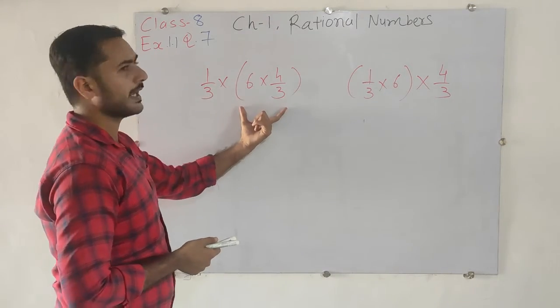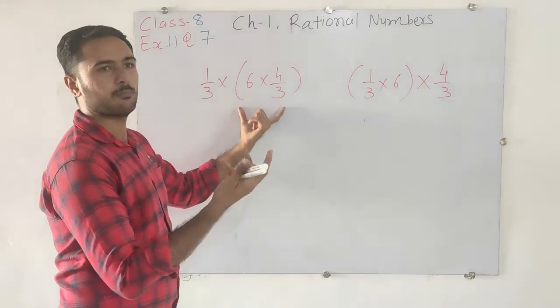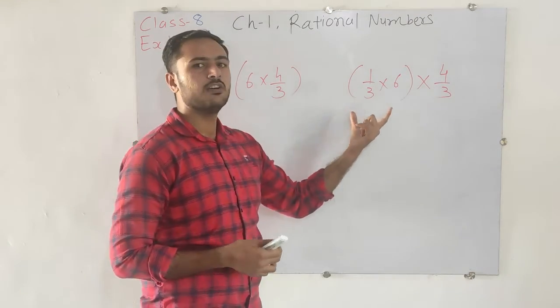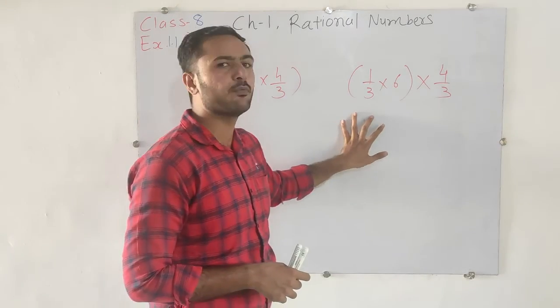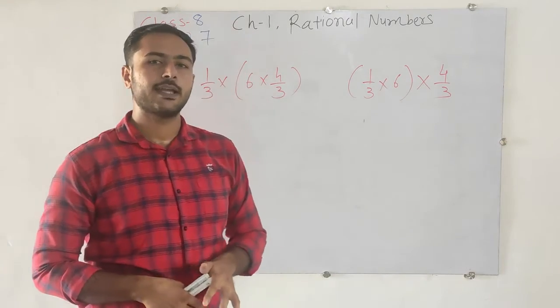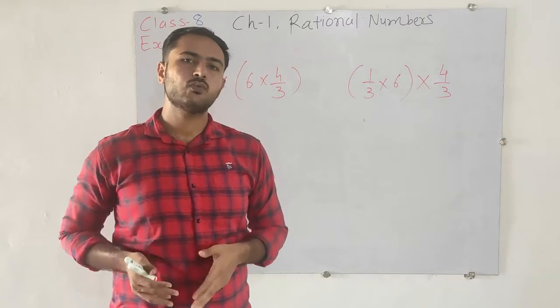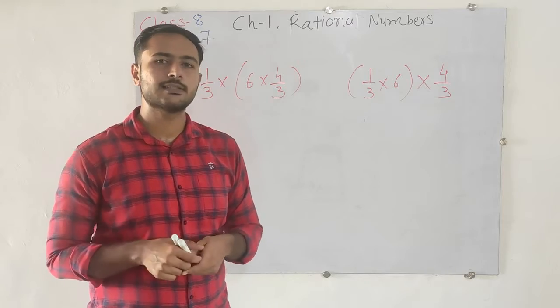See, here is the bracket for the last two numbers and here is the bracket for the first two numbers. So it means here is the pair for the last two numbers and this is the pair for the first two numbers. Okay. Now just identify the property. In which property do we do like that?